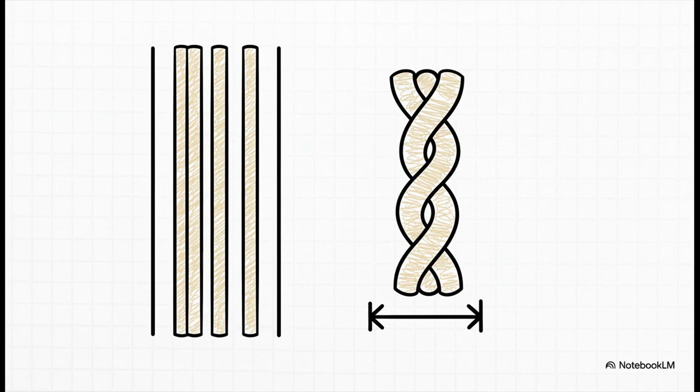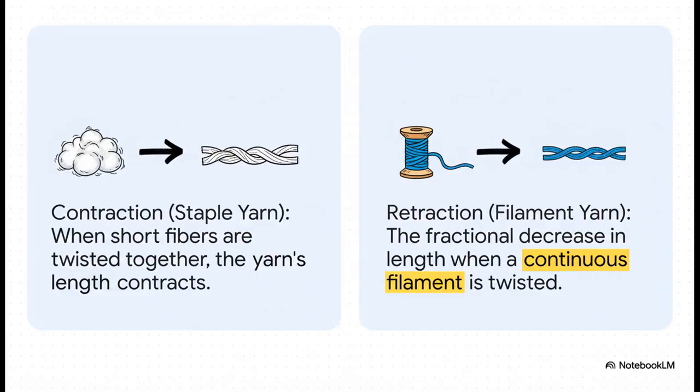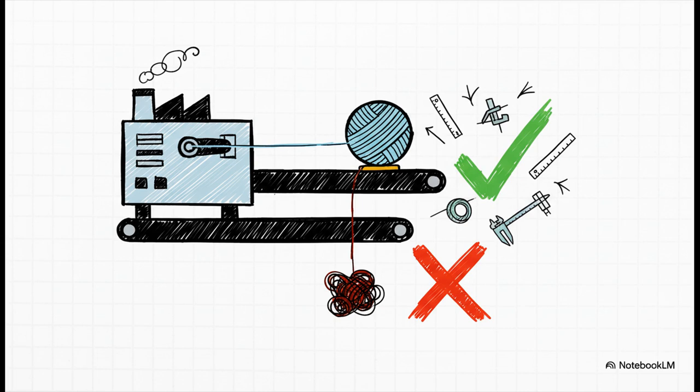It contracts. And there are even two different terms for this. For yarn that's made of short, staple fibers like cotton, it's called contraction. But for yarn made from a single, continuous strand, like silk or polyester, it's called retraction. It's the same basic principle, just a different starting material. And listen, this is not just some fun fact for a textbook. This shrinkage is an absolutely critical factor in manufacturing. If you don't account for it, every single piece of yarn you produce is going to be the wrong size.